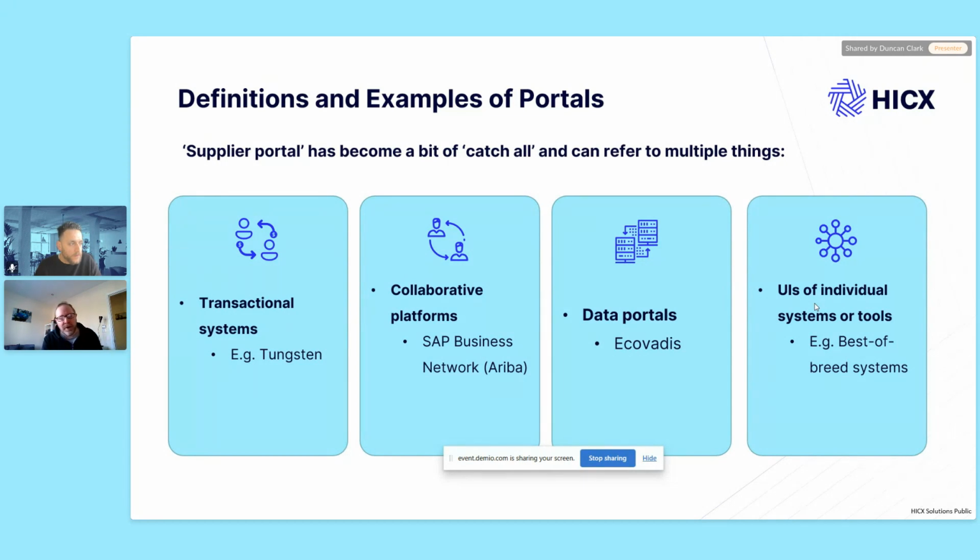It could be, for example, transactional systems, here the likes of Tungsten. It could relate to collaborative platforms such as SAP Business Network or Ariba. Could be data portals, here thinking the likes of EcoVadis et al. Or it could refer to UIs of individual systems or tools. So portal as a term isn't necessarily very helpful on its own, given how widely it's applied and used in all of these different scenarios.